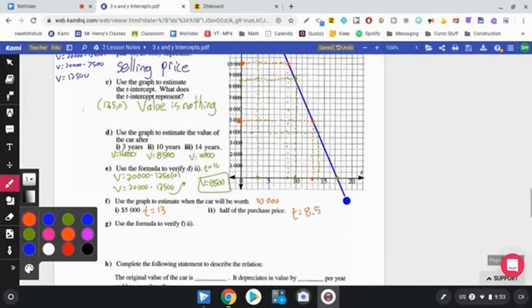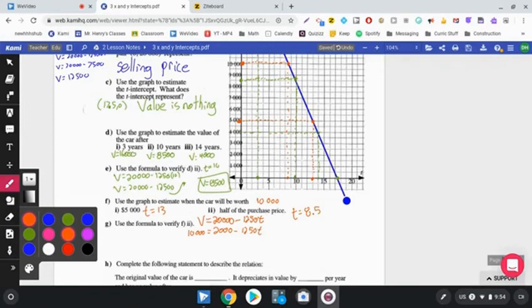And that's actually what we're going to check in G. There's not a lot of space for it, that's okay. It says, use the formula to verify that. Well, just a reminder, here's the formula: V equals 20,000 minus 1250t. I'm actually trying to find t, and I have the V. I have $10,000. So this is where I plug in the value that I have. That's 10,000 equals 20,000 minus 1250t. And this is what I'm going to solve.